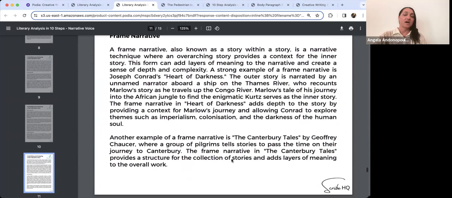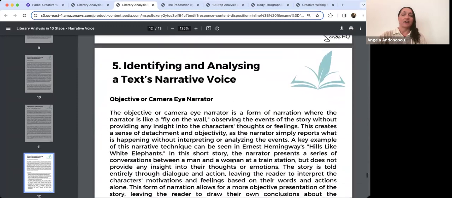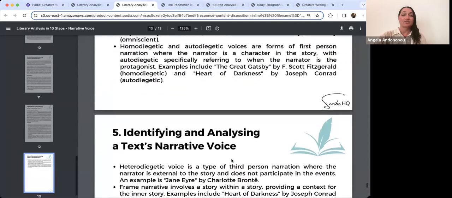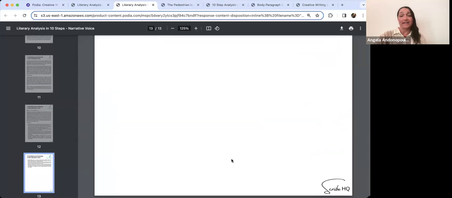Frame narratives. Heart of Darkness, I love Heart of Darkness. I will probably teach that at some point as well. So yeah, go through that. This is the reading for this week.